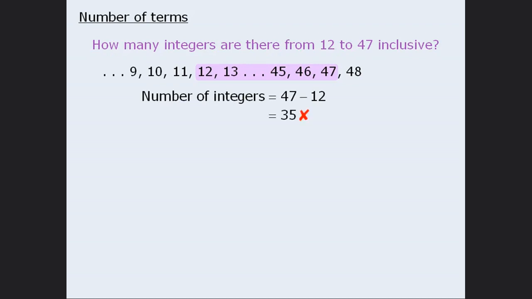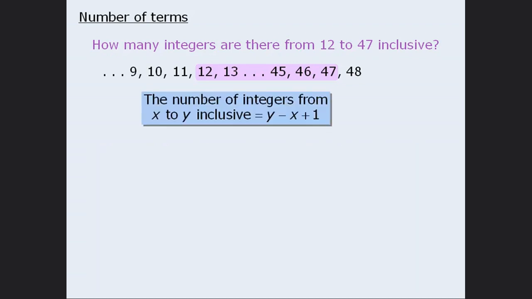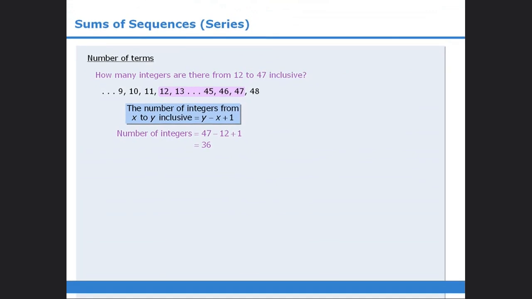To see why this approach does not work, consider a similar question. How many integers are there from 5 to 8 inclusive? Well, if we apply the same approach and subtract 5 from 8, we get 3 integers. But when we list the numbers, we can see that there are 4 integers. Now the formula that applies here goes like this. The number of integers from x to y inclusive equals y minus x plus 1. So for the question shown here, the number of integers from 12 to 47 equals 47 minus 12 plus 1, which equals 36.